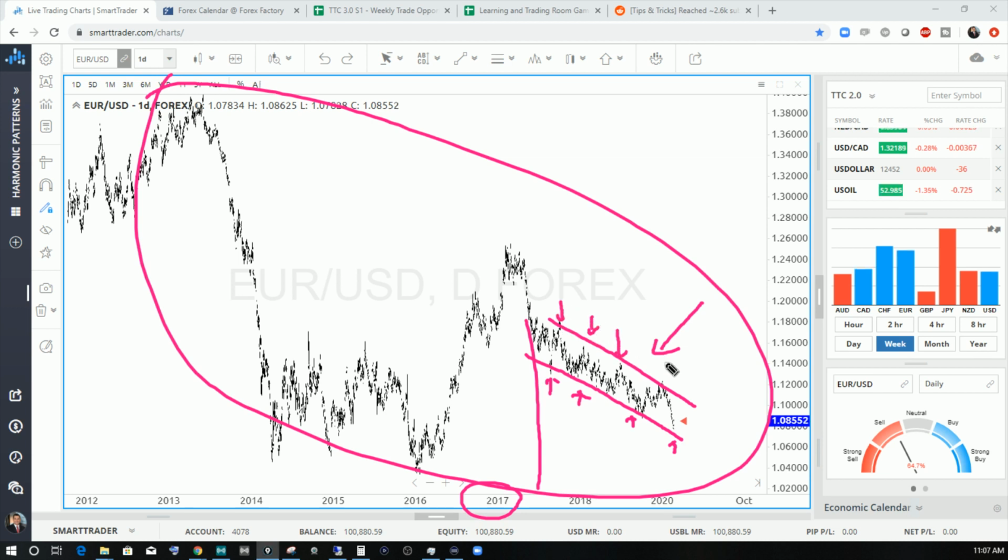So when we have resistance and support and the market's in a channel, it's very easy for us to be able to determine the directional bias. Okay, so we're going to keep it this simple, all right? We're going to keep it this simple.